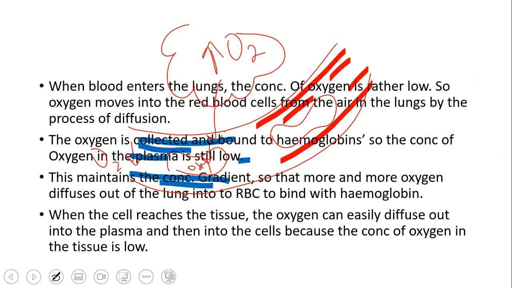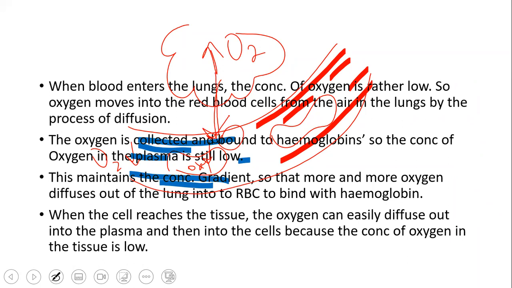The plasma still has less oxygen. The oxygen has not increased in the plasma because whatever oxygen entered into the plasma, it diffused into the red blood cell. So your plasma still has lower levels of oxygen. That makes sure that the concentration gradient is maintained. That makes sure that the concentration difference between lungs and blood is maintained.